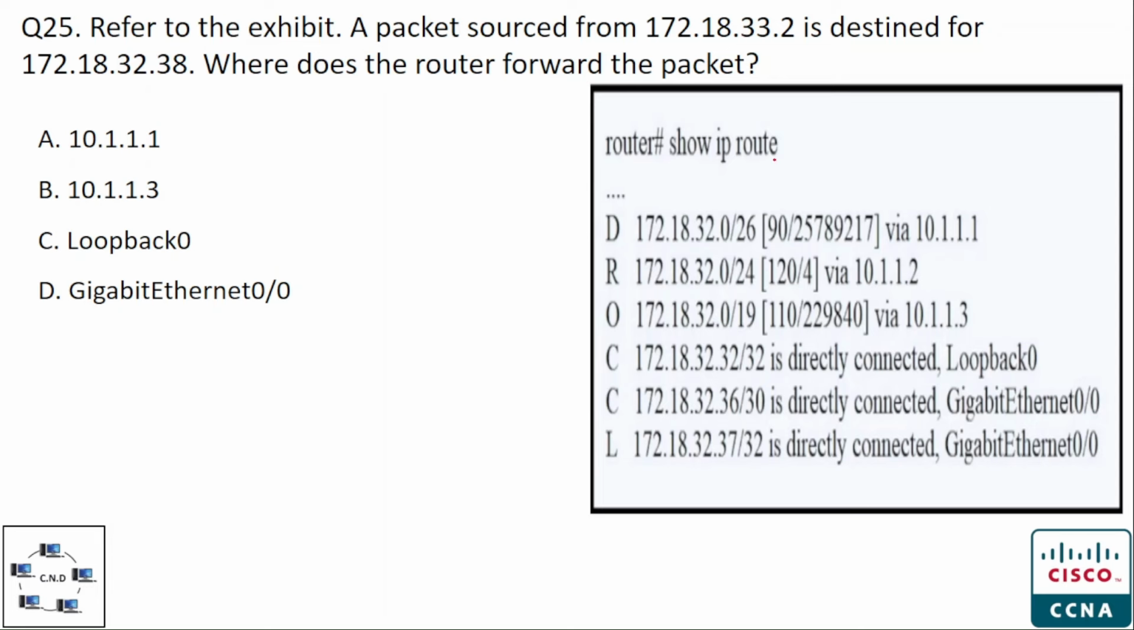Question number 25, refer to the exhibit. So this is the exhibit. We have a router and its routing table is shown. The question is that a packet sourced from the IP address 172.18.33.2 is destined for the destination 172.18.32.38. Where does the router forward the packet? And we have these next hop addresses. So we have a destination, this 32.38. How will this destination be reached using this routing table? Which specific route and its concerned next hop will be used? The options are option A 10.1.1.1, option B 10.1.1.3, option C Loopback 0, and option D GigabitEthernet 0/0.